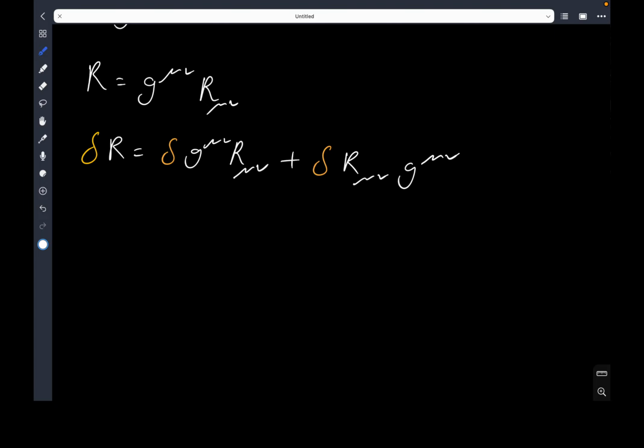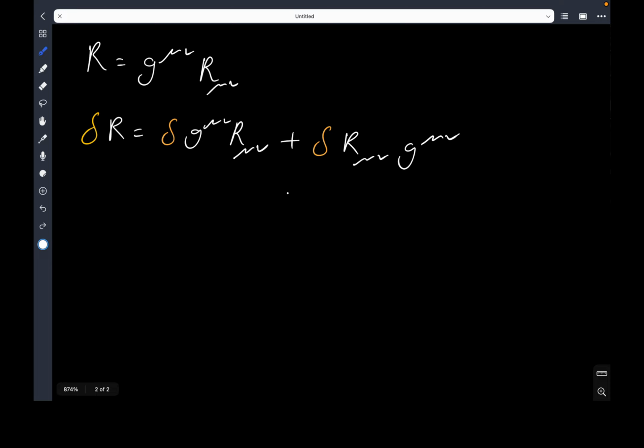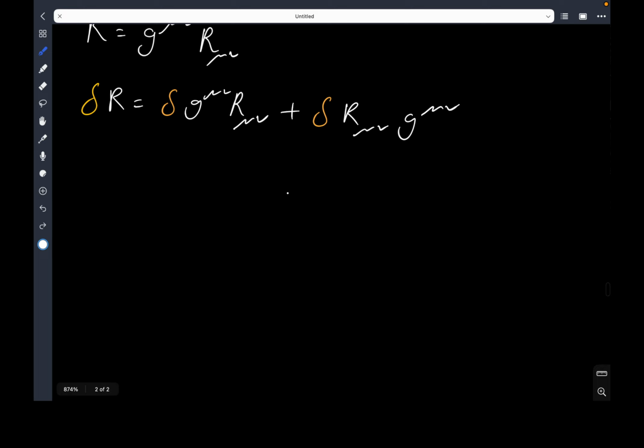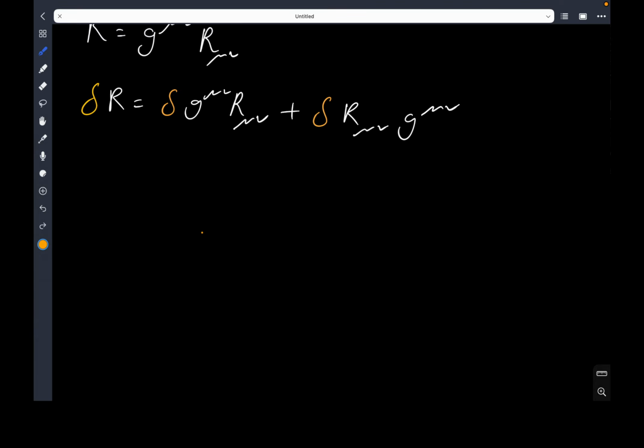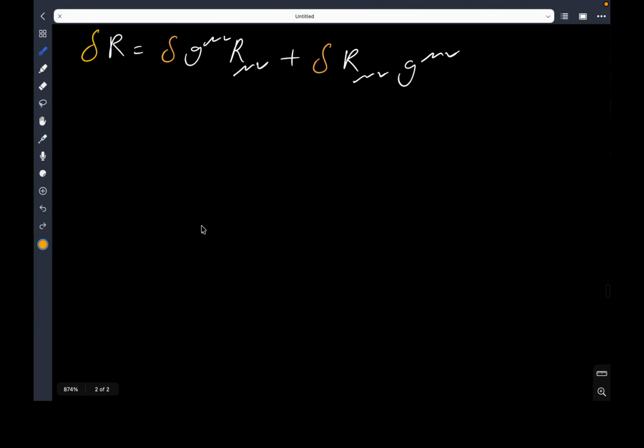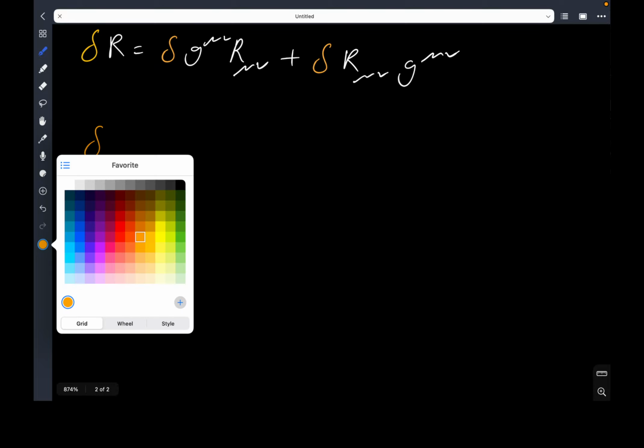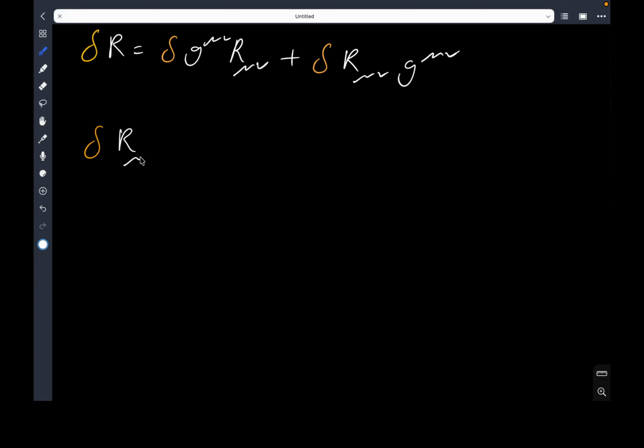So this term is going to go down to 0. I'm going to prove why this term is going to go down to 0 and why the variation of the Ricci scalar is the variation of g mu nu R mu nu. So let's work on this one, because this is the only important thing that we have to solve here, and it's very long probably. So delta R mu nu g mu nu, what it is.